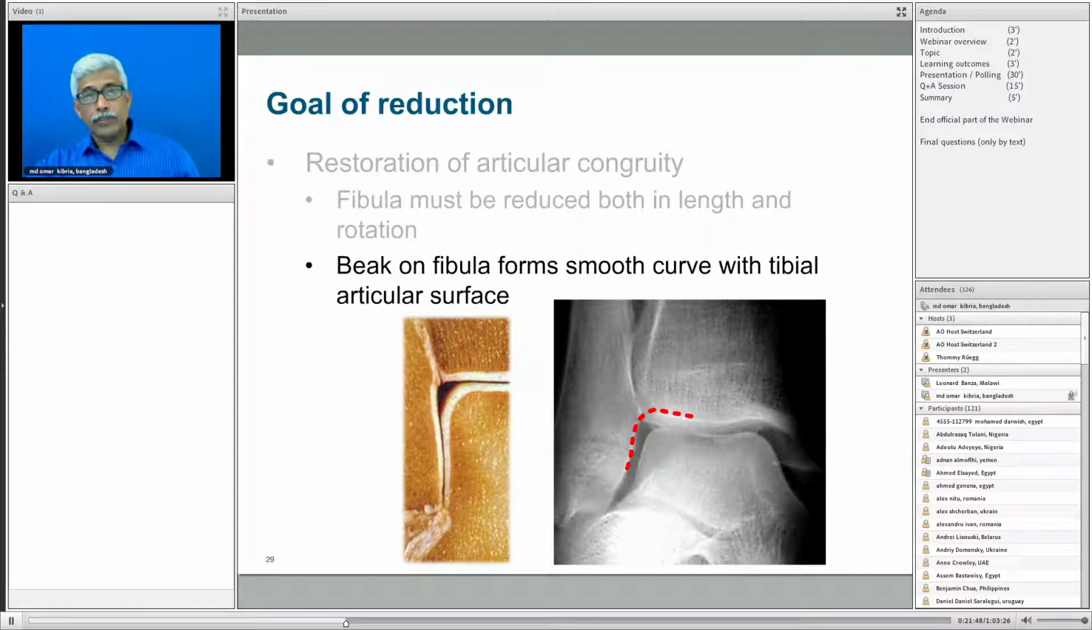Another point, if you have taken an X-ray, you can see this fibular beak must be smooth and continuous with the inferior tibial joint line. This is the fibular beak, as you can see. It is in continuity, in a smooth curve, there is no break in the line. So if you have reduced the fibula appropriately, this joint must form a smooth curve. Only then you know that you have reduced the fibula perfectly.